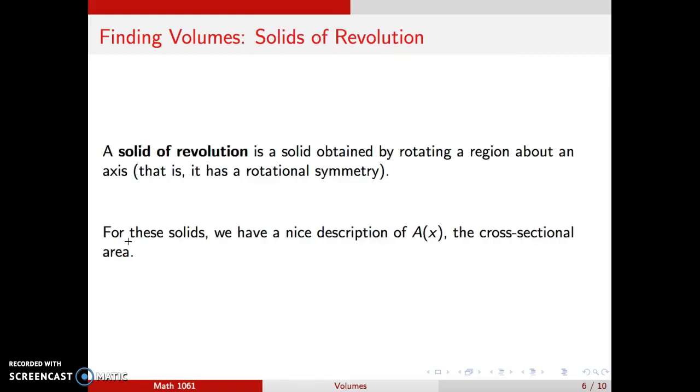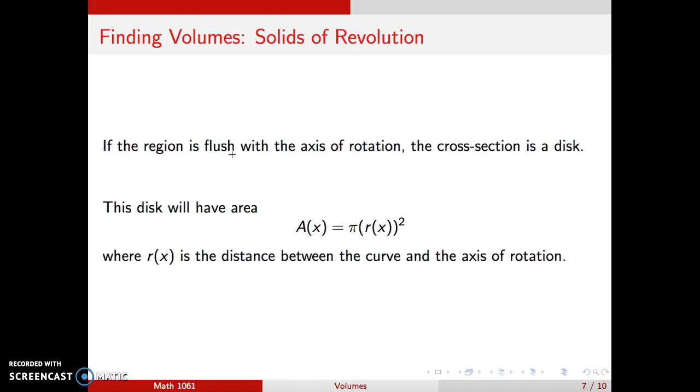So in some cases we have a really nice situation. Well, in plenty of cases I'm sure we do, but the one I have in mind is what we call a solid of revolution. So this is a solid obtained by rotating a region about an axis, and that means it has rotational symmetry. In this case, the hard part of these problems, finding a description of the cross-sectional area, is a much more manageable task.